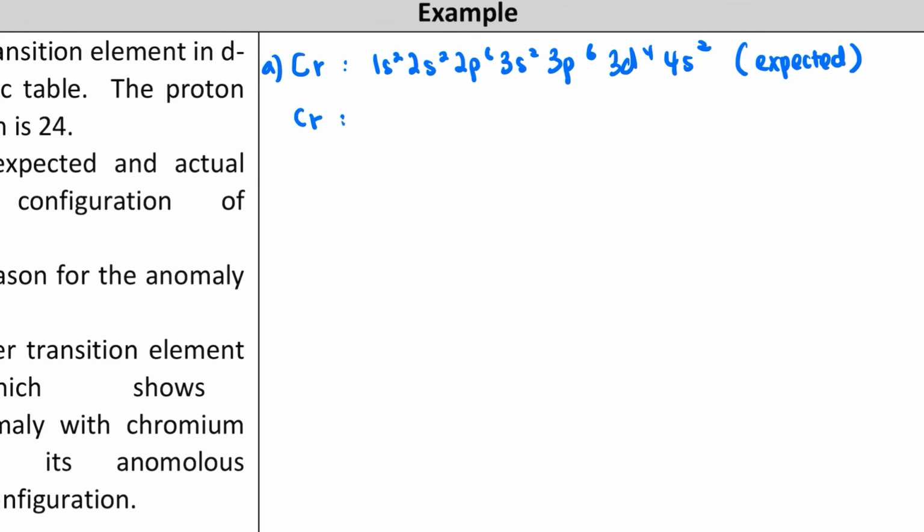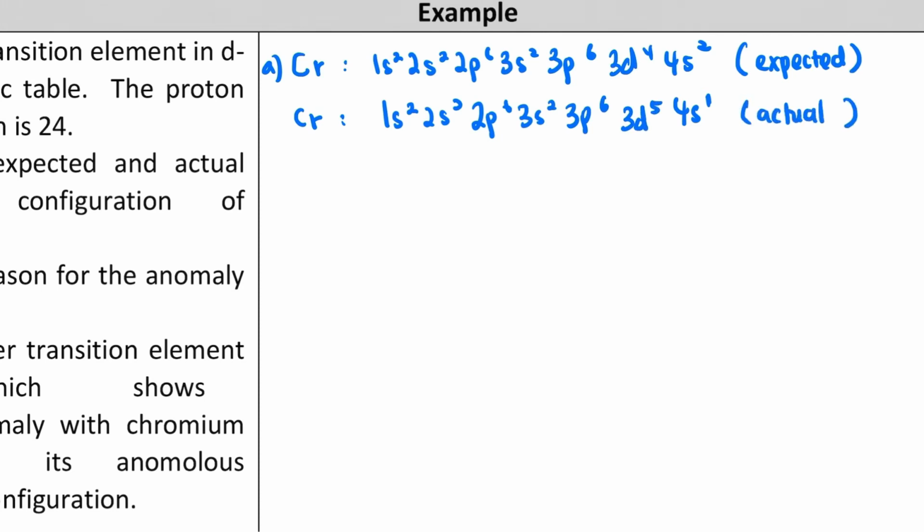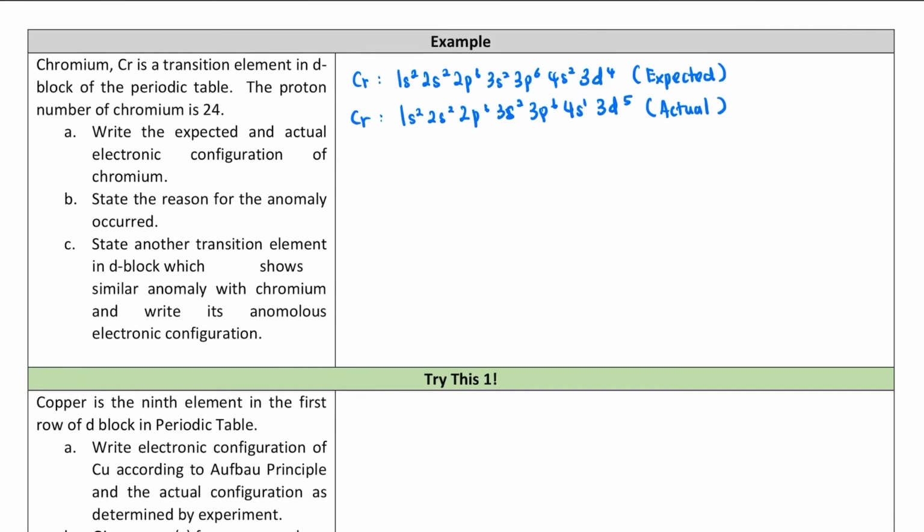Okay. Right. And then, next we have to write the actual electronic configuration. 1s2, 2s2, 2p6, 3s2, 3p6. Okay. So, for the actual one, what happens is that one of the electrons in 4s is transferred to 3d4. So, this 3d4 becomes 3d5. The 4s becomes 4s1 and then this becomes 3d5. So this is the actual electronic configuration. Okay, so for part A, I think we have settled. Okay, so next it asks for B, state the reason for the anomaly that occurred.